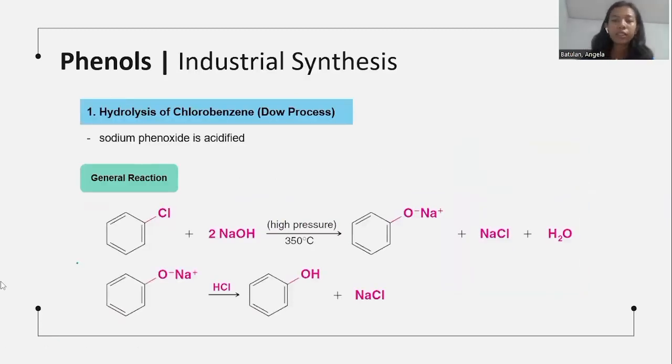Sa industrial synthesis naman, meron dalawa. And itong first one is yung pinaka-old process of synthesizing phenols, which is known as the Dow process or the hydrolysis of chlorobenzene. Ito, meron tayong chlorobenzene reacting with 2 moles of sodium hydroxide in high pressure at 350 degrees Celsius na magpaproduce ng sodium phenoxide. Then this sodium phenoxide will undergo acidification using hydrochloric acid to yield phenols.